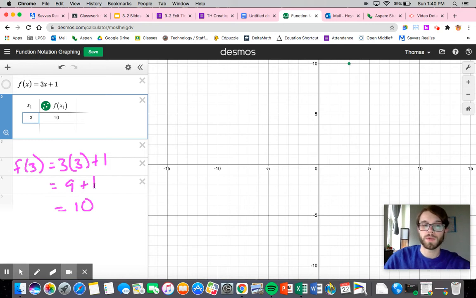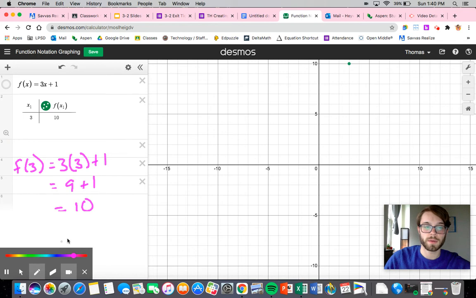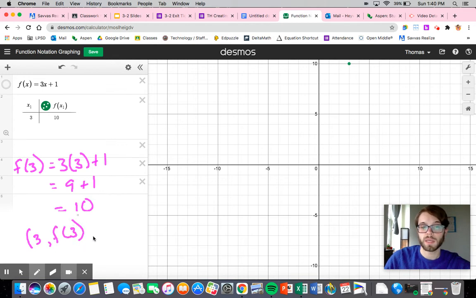All we're doing right here is saying, I have my f of 3, so I'm plotting the point 3, f of 3, which in this case was 10. So I have (3, 10). That's why I'm plotting this point.